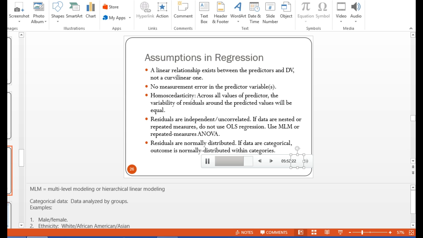And nested data often contains correlated errors. Let's say we measure the same individual across time on the same variable, and because we're looking for changes over time.